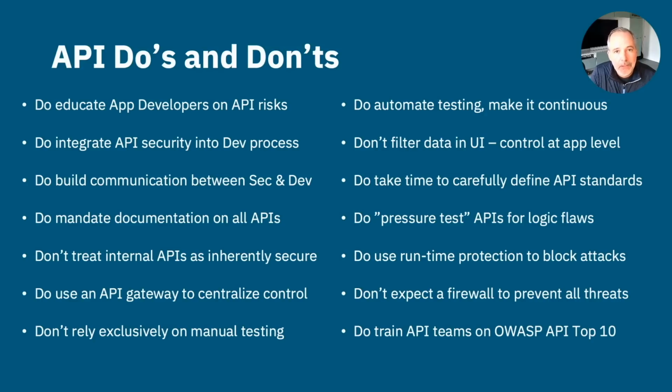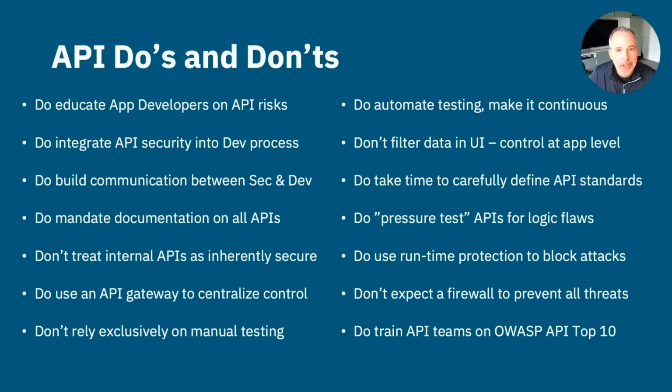Do take time to carefully define API standards. This falls under the governance umbrella. It's really important to have a well-defined, thought-out set of API standards and policies. This will aid your entire API lifecycle, including security and compliance. Do pressure test your APIs for logic flaws. These are nearly impossible to detect in real time, so make sure you test your APIs in ways they're not meant to be used to find these flaws.